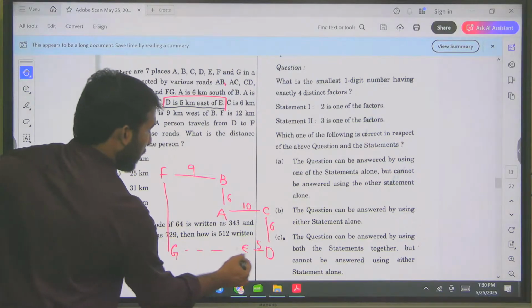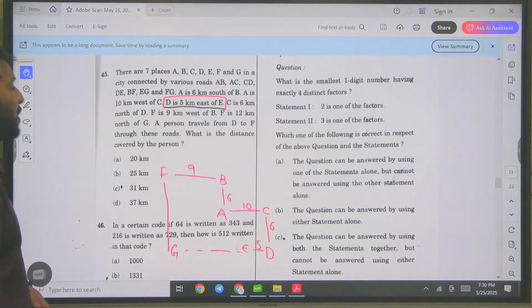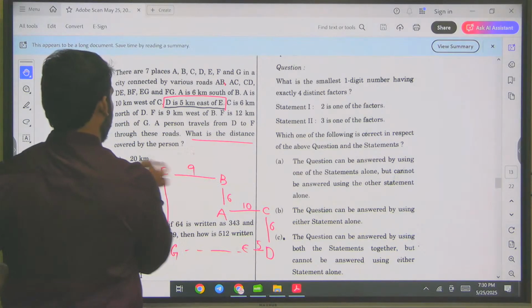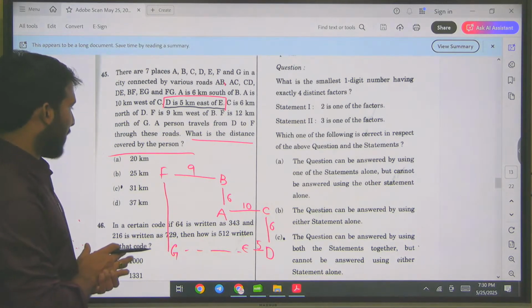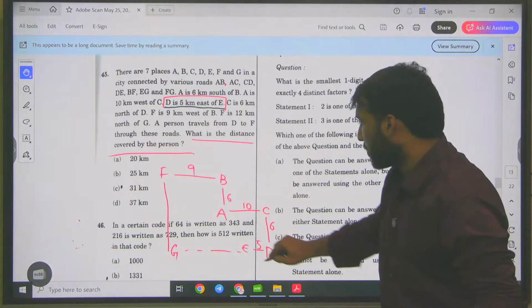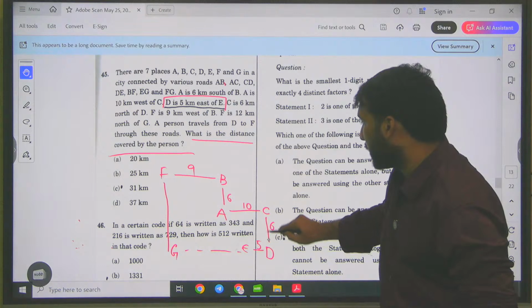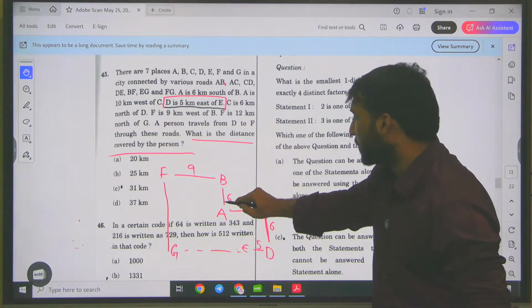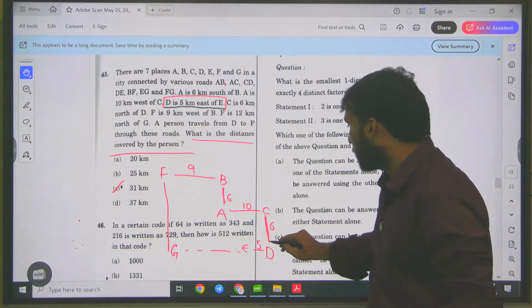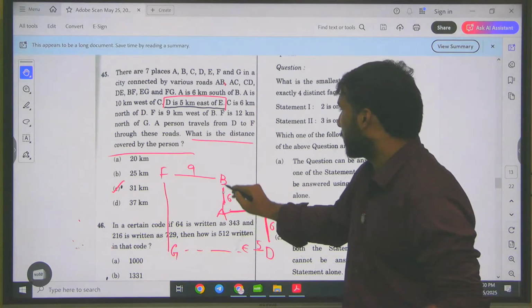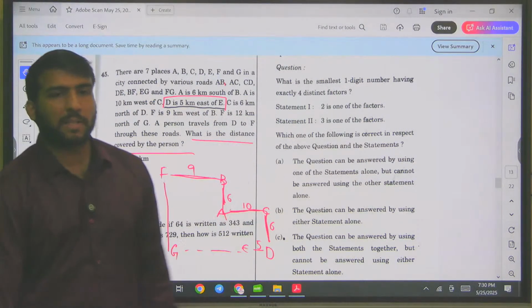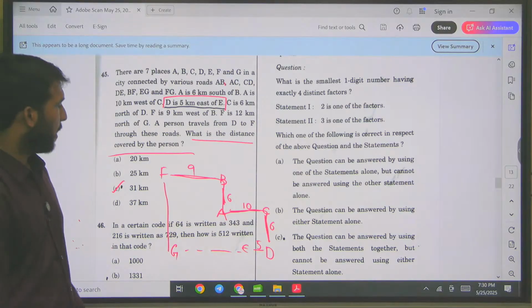So all are equal. A person has to travel from D to F. What is the distance covered by the person? There are two possibilities. Sorry, one possibility only. He can travel from D to F, right? 6, 10, 16, 16 plus 6, 22, 22 plus 9, 31. Yes or no? This is the route, right? Total 10 plus 12, 22, 22 plus 9, 31 kilometers he has to travel.